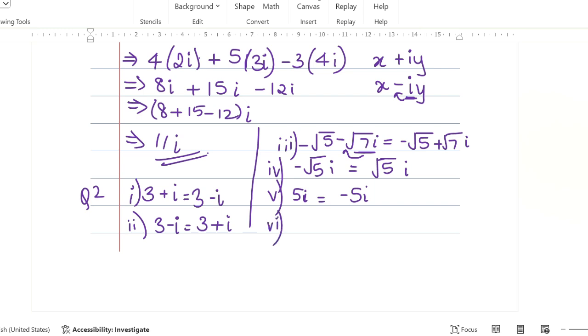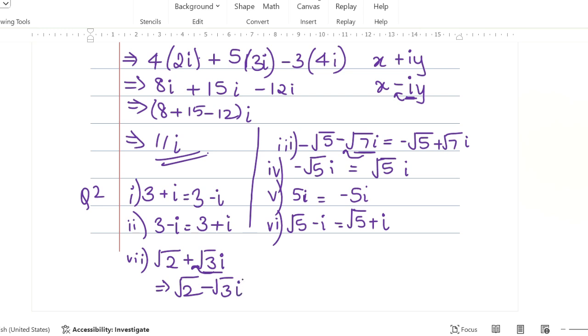Question 6. You have root 5 minus i. Now root 5 is not your imaginary part, so it will remain as it is. And minus i is your imaginary part, so it becomes plus i. Moving on to question number 7. So for 7, we have root 2 plus root 3i. So for this, your root 2 will remain as it is. This is your imaginary number. Sign before that is a plus, so it becomes a minus root 3i.